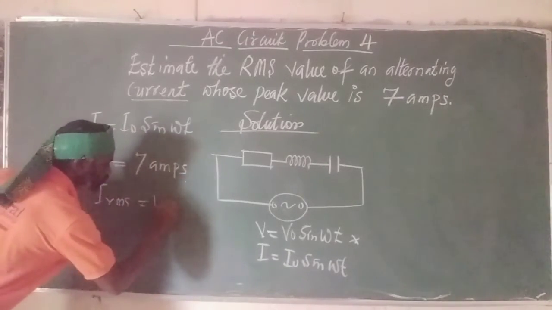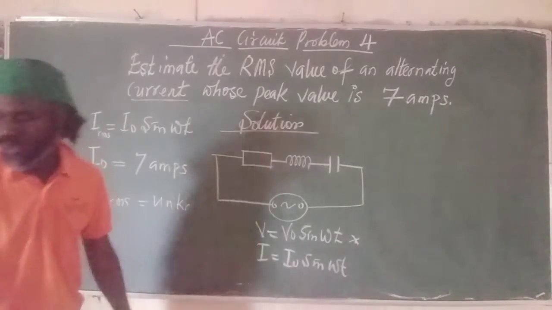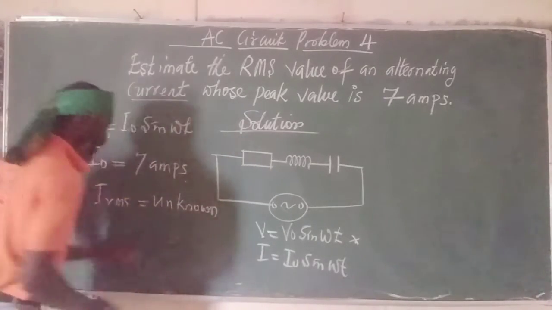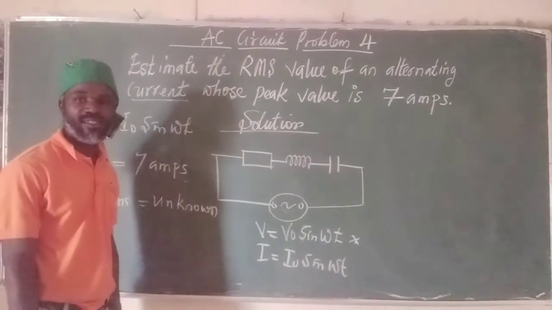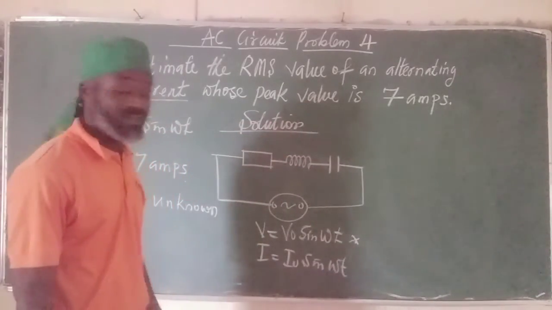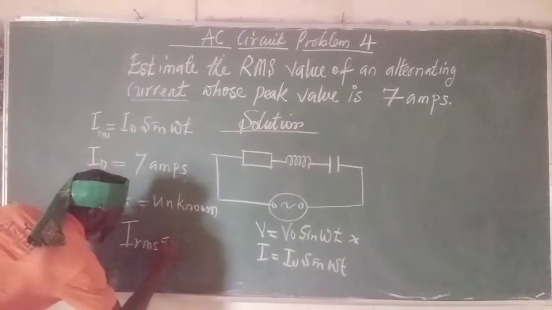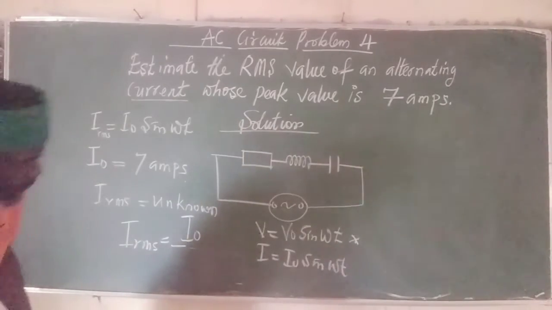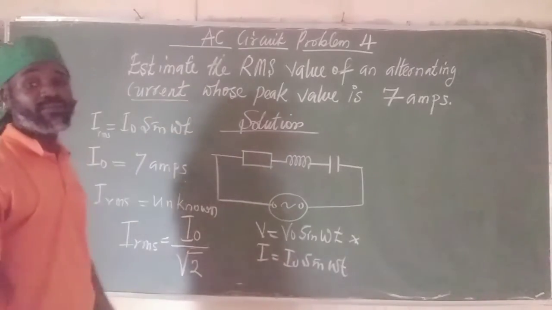I RMS is unknown. Completely unknown. So that's what it means. We need to find this. And why should we find this in the first place? Because that is what we are asked to estimate. So if we do that, I RMS is given as I naught all over root 2. All over root 2. Very simple.